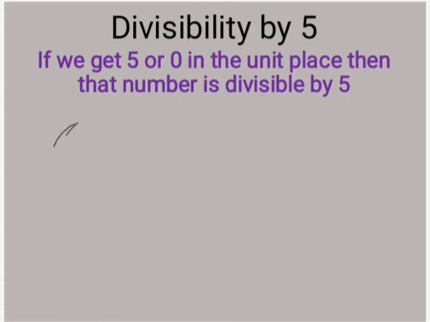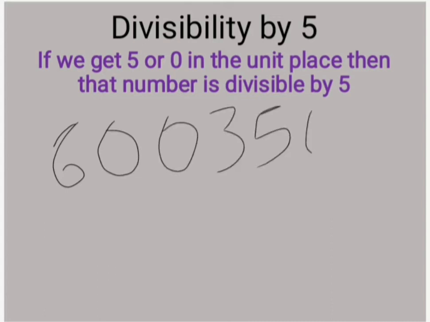Example, I have 60035000. So like this we have a 7-digit number. No need to divide, just check the unit place of this number. Unit place of the number is 0. So we say that this number is divisible by 5.